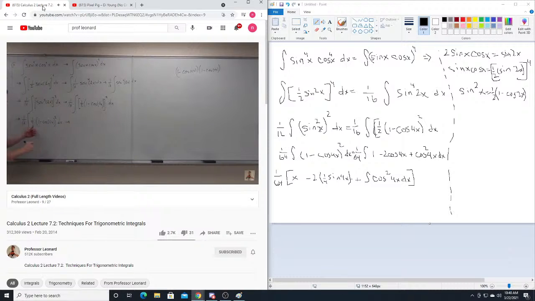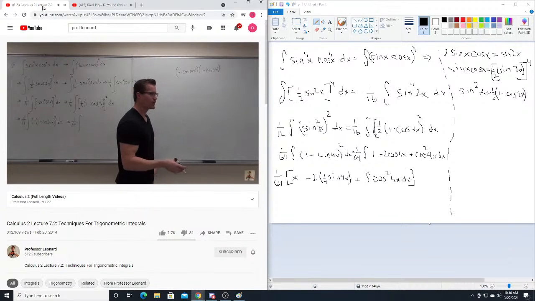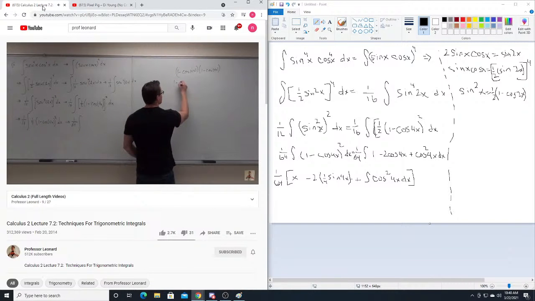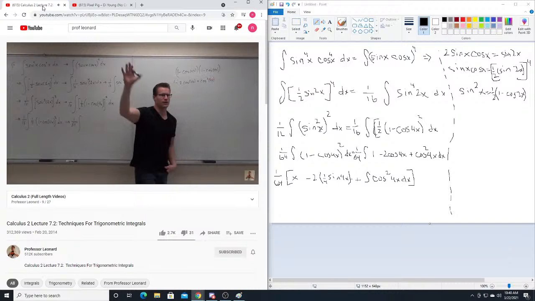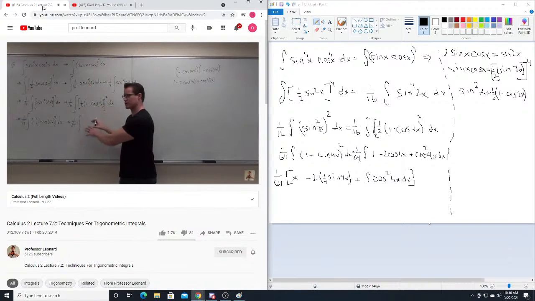What I'm going to do is pull the 1/4 out front. We have a 1/16. We now have another 1/4. What's 1/16 times 1/4? How much are we going to get there? 1/64. So this now combines for 1/64. You guys are distributing this right now for me, so hopefully you get this. It's usually not very hard. You guys know how to FOIL. This is 1 minus 2 cosine 4x plus cosine squared 4x. How many people got that? Perfect. That's what goes here.